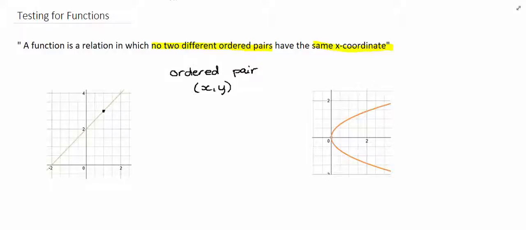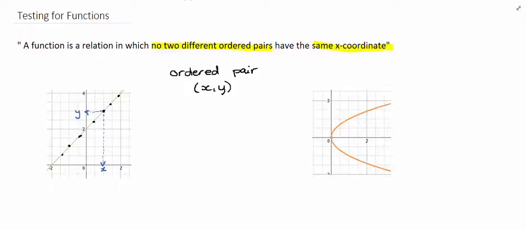And it's an ordered pair because we've got the x coordinate and the y coordinate. So taking any point on this line here, for example, if we read down from that point, we're going to get the x coordinate. If we read across, we're going to get the y coordinate. So when we say different ordered pairs, we're talking about any different points within the same line of that graph.